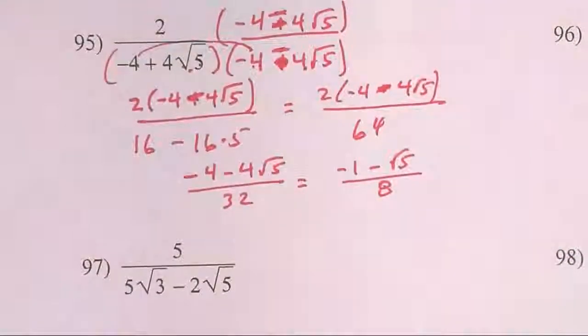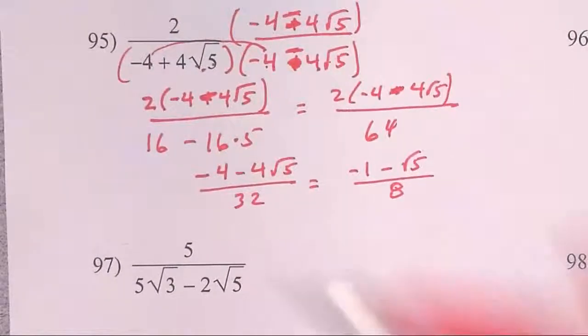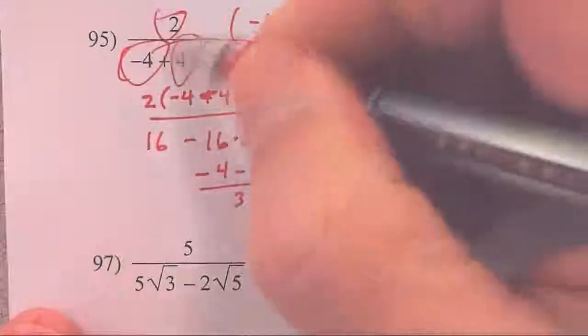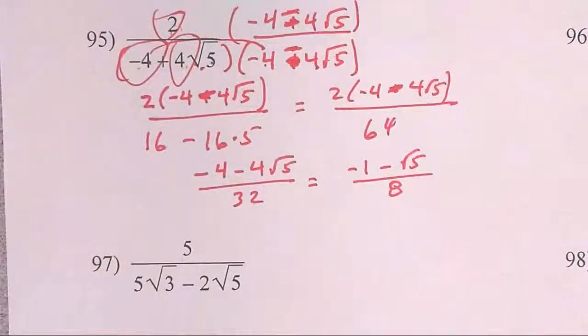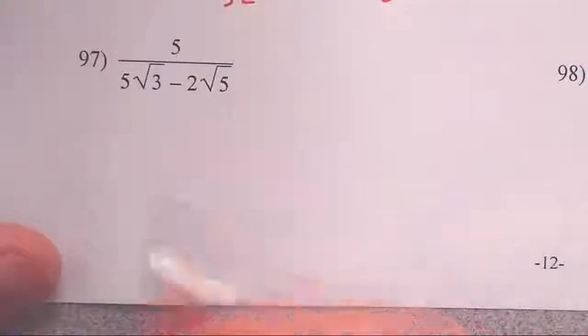Now, can you see how maybe I could have kept the numbers a little bit easier to deal with in the beginning? Had I noticed I could have reduced top and bottom both by 2 to begin with. Okay, apologize for that conjugate error. Let's take a look at 97. One more conjugate type problem.